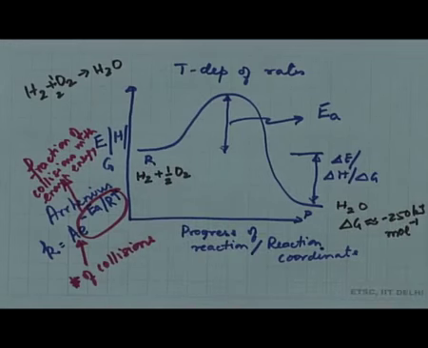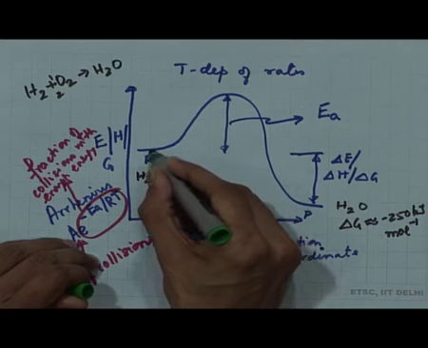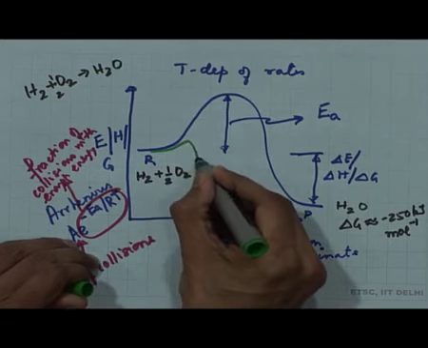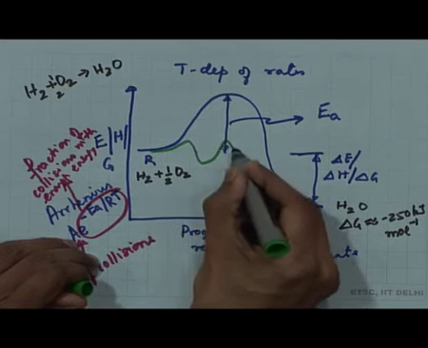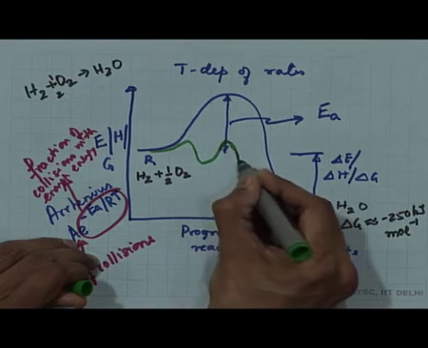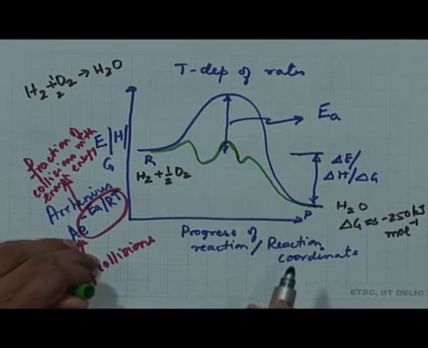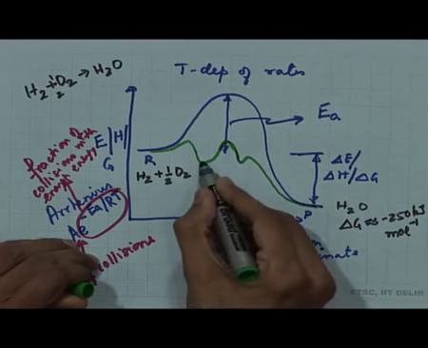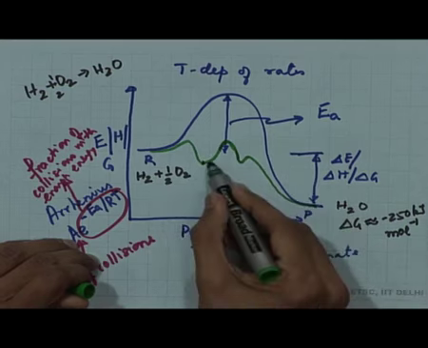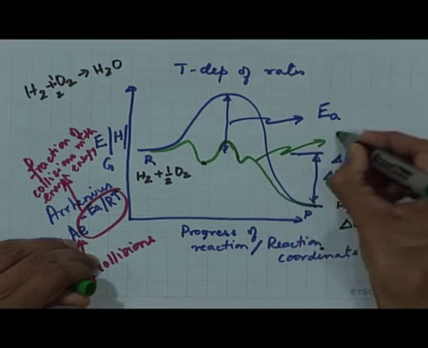The way the catalyst does this is to give an alternative path to go from the reactants to the products. So, here is one well, this well. So, this is a catalyzed reaction.